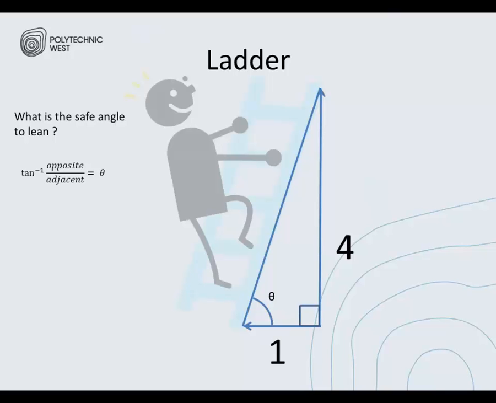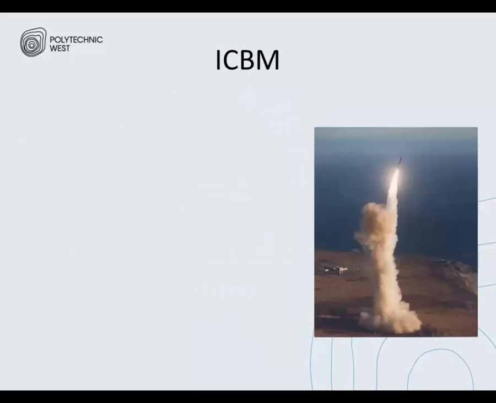Inverse tan of opposite over the adjacent equals the angle theta. And the opposite is 4, the adjacent is 1. So inverse tan of 4 over 1 equals theta. I just look up 4 over 1, which is 4. I just look that up in the inverse tan tables, and that tells me that inverse tan of 4 is 75.96. So the angle is 75.96 degrees.